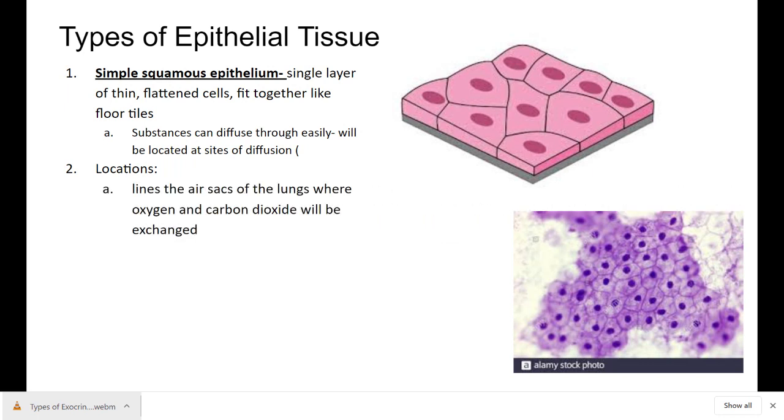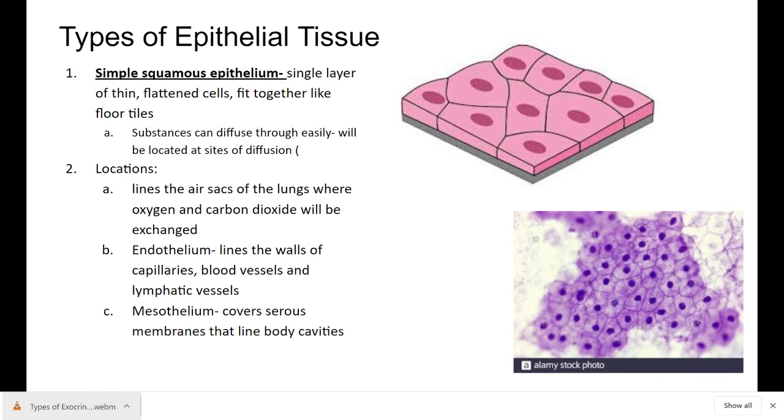First and foremost, we're going to find them in the lungs. They line the air sacs of the lungs, specifically around these little things called alveoli, which we may learn about later in the year. That's where oxygen comes in and carbon dioxide goes out. They line the walls of blood vessels, capillaries, and lymphatic vessels. Now that has a specific name: it's called endothelium.